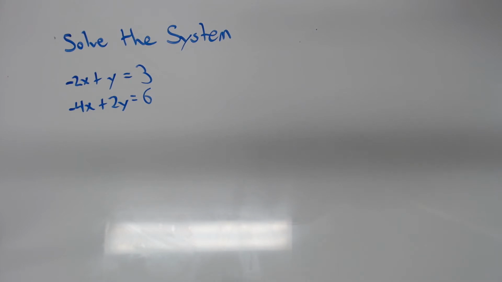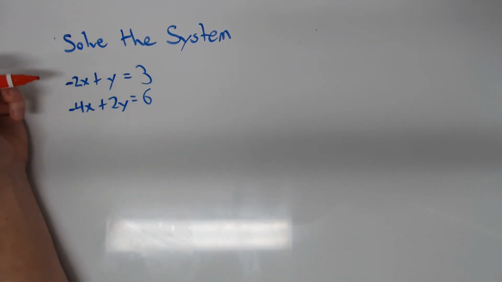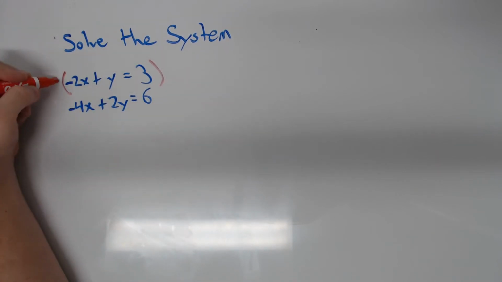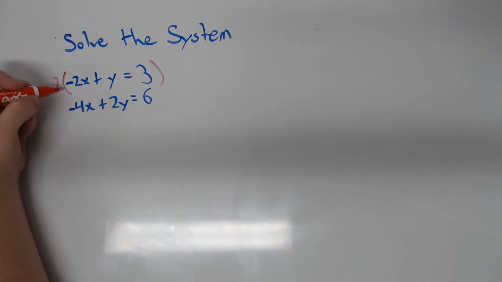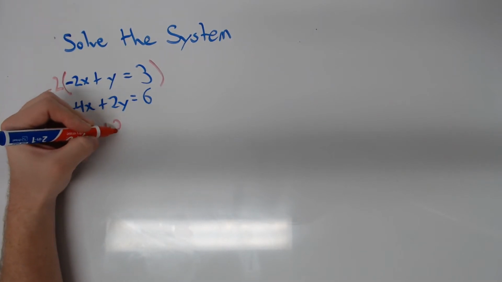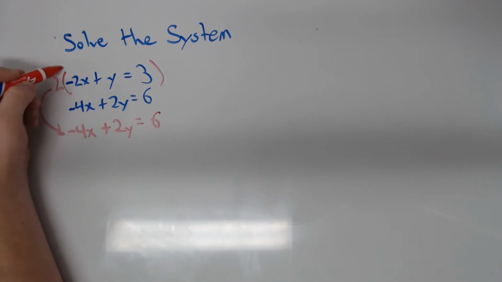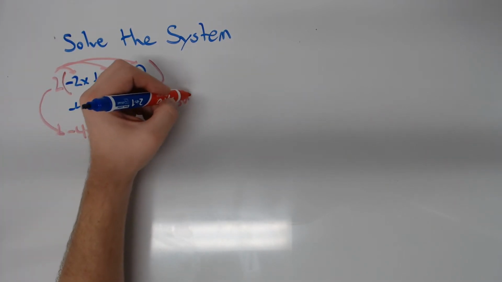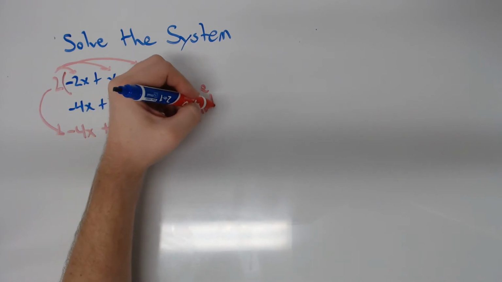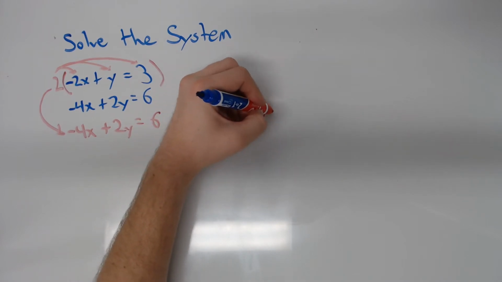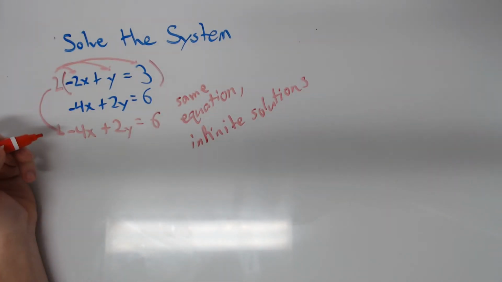Another system to solve. This time I look like I'm set up for elimination, so I'm going to do the elimination method. I'm going to double the first equation to get my numbers to match up. It's going to bring me down here with negative 4x plus 2y equals 6 from distributing. Well, now what the heck? These are the same exact equation. Well, same equation is going to give me infinite solutions. This can be a stopping point for us.